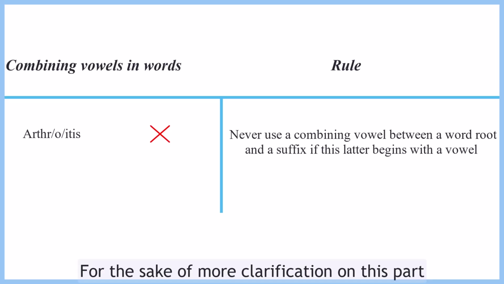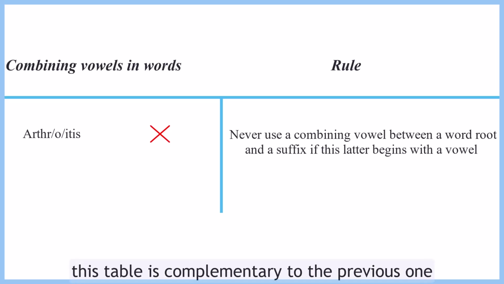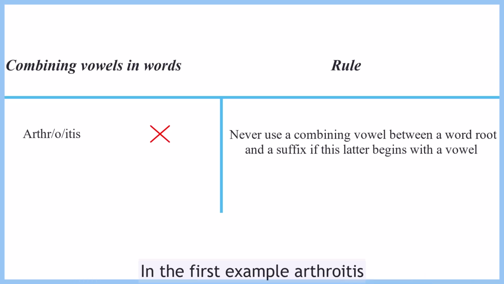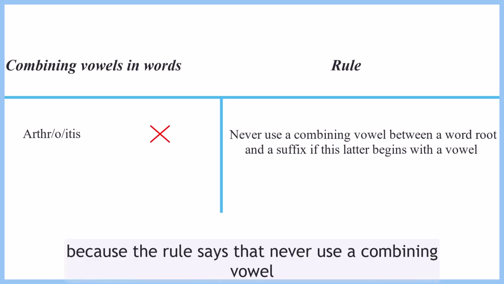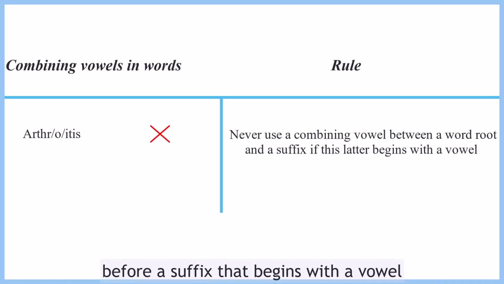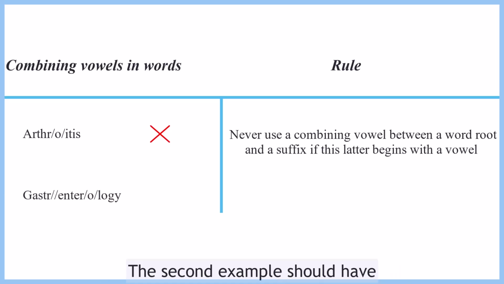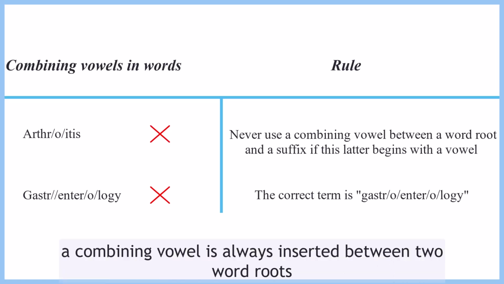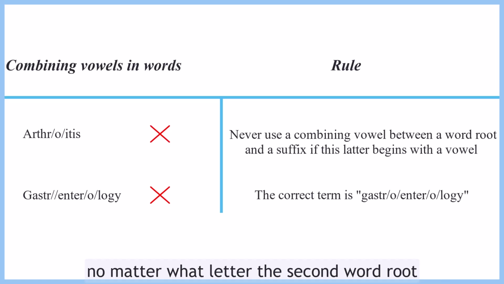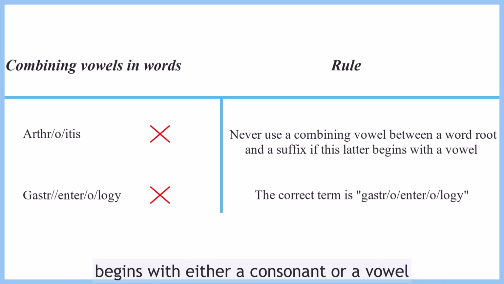For the sake of more clarification on this part, this table is complementary to the previous one. In the first example, arthritis, the combining vowel shouldn't be there, because the rule says to never use a combining vowel before a suffix that begins with a vowel. The second example should have a combining vowel between the two word roots, because as was emphasized earlier, a combining vowel is always inserted between two word roots, no matter what letter the second word root begins with, either consonant or vowel.